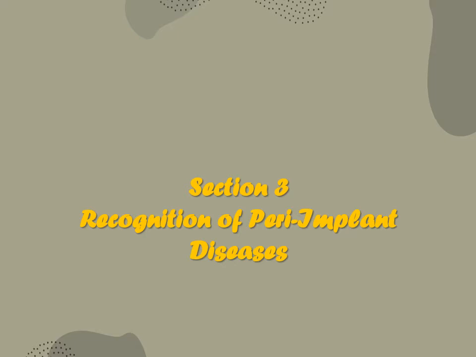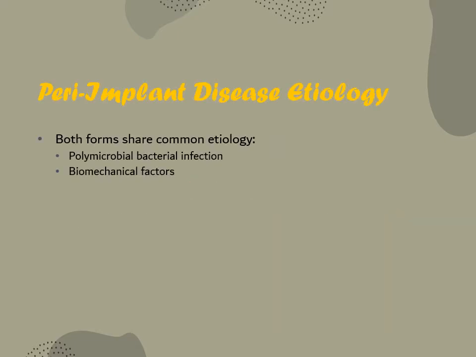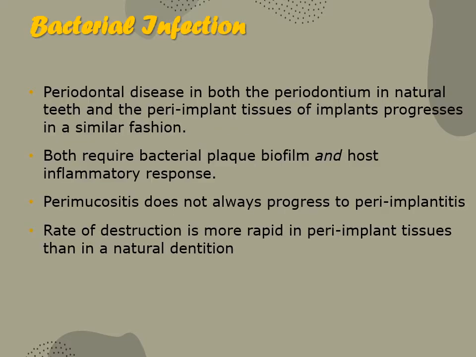Recognition of peri-implant diseases. So peri-implant disease etiology, what causes these peri-implant diseases, right? Etiology always means what's the cause. So both forms share common etiology. There could be polymicrobial bacterial infection, polymicrobial meaning more than one type of bacteria, or it could be biomechanical forces, and we've touched a little bit on both of these.